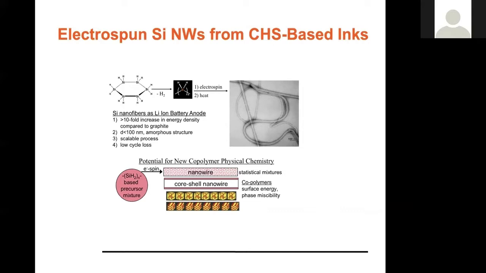And these silicon nanofibers can be made in a highly scalable process.